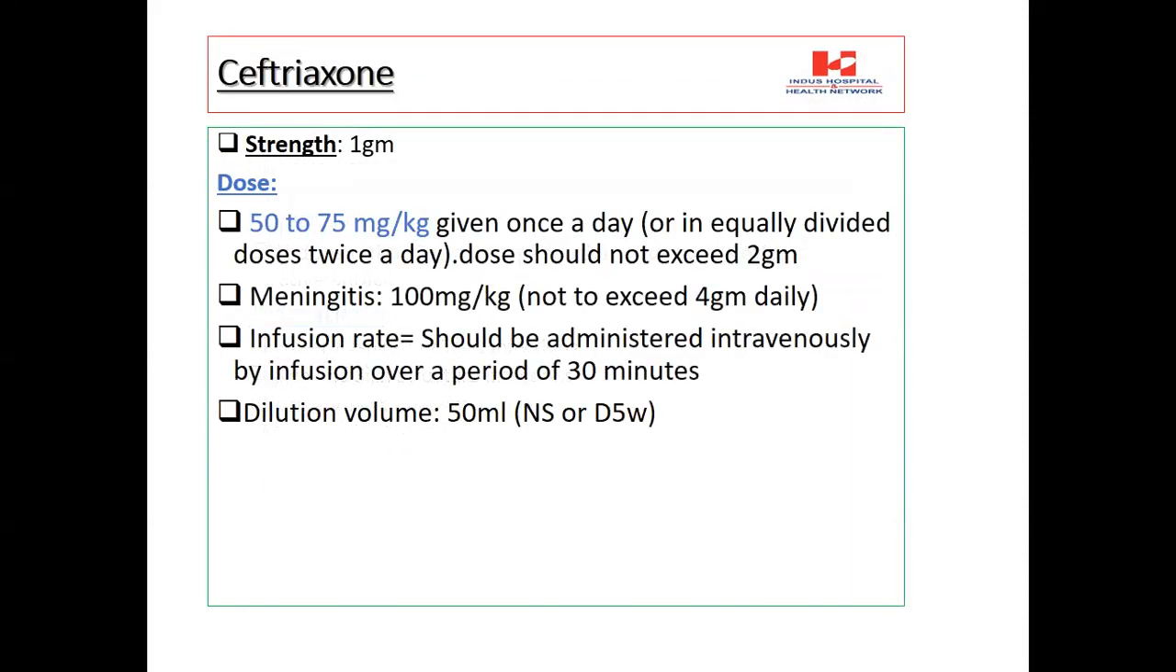This is the strength. It is available in 1 to 2 gram strength, and these are the doses. If you want to give non-meningitic doses, then it should be 50 to 75 milligram per kg once daily, or in divided doses. For meningitic doses, the drug has to penetrate and cross the blood-brain barrier to produce effect in the meninges. So it can be given at 100 milligram per kg.